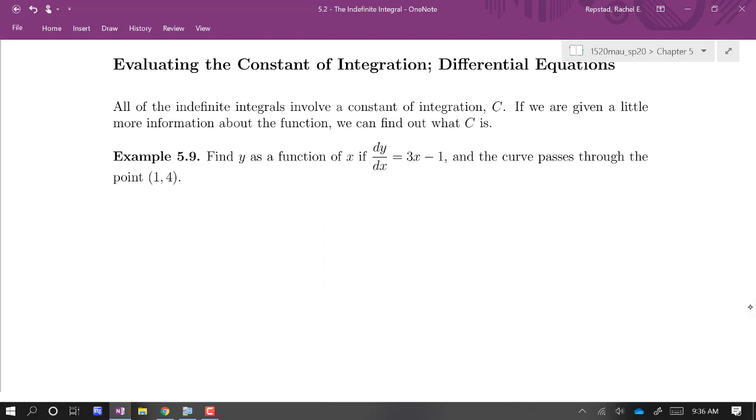Sometimes they give us a little bit more information, and we can actually figure out what that constant of integration is. So in example 5.9, we're going to find y as a function of x if they tell us dy/dx is 3x minus 1, so we know its derivative, and the curve passes through the point (1, 4). So here's the extra information, right? Now this extra bit of information, knowing what y is for a given value of x, we're going to use at the end to find that constant c.